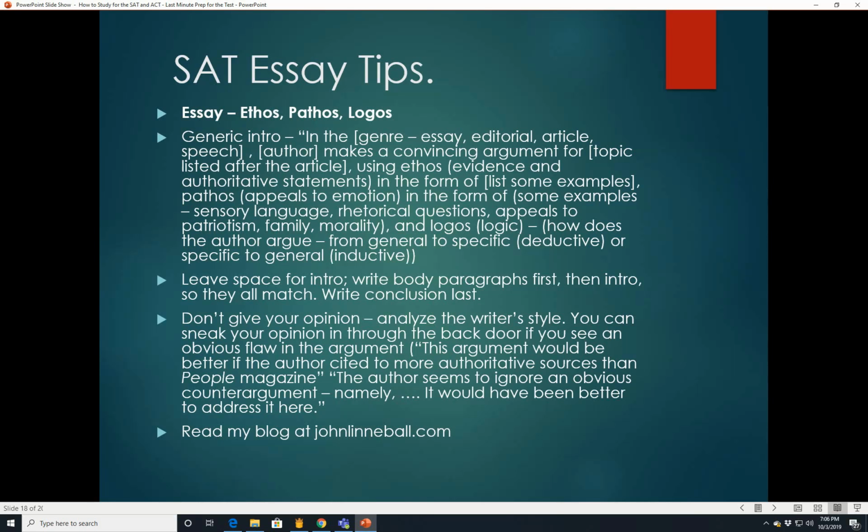In the SAT essay that you're going to write, you don't want to give your opinion. You are to analyze the writer's style. I have seen one student, I think it was an essay on school uniforms, basically the ACLU wrote a very convincing editorial against school uniforms, and my student was a teenager who definitely did not want people telling her what to wear to school.